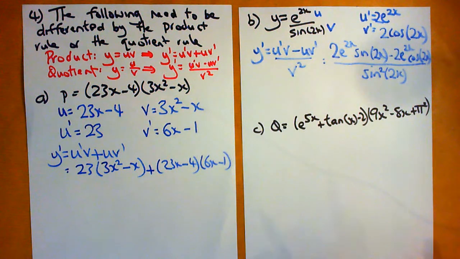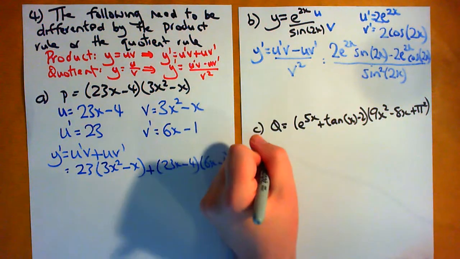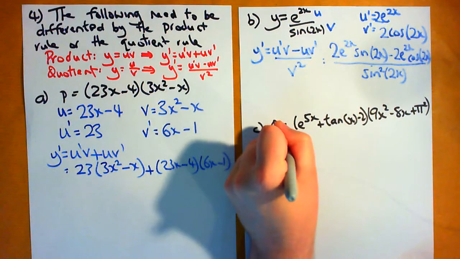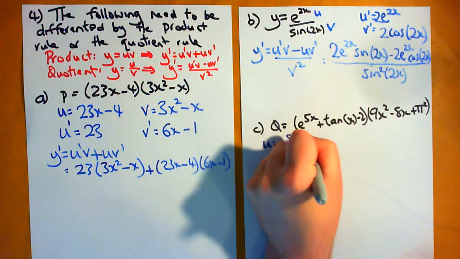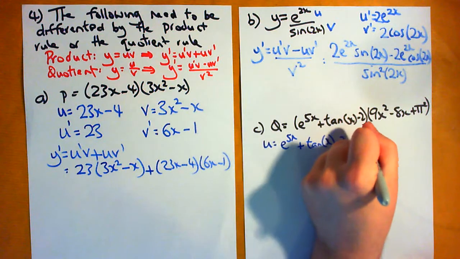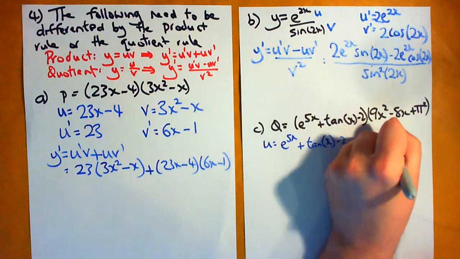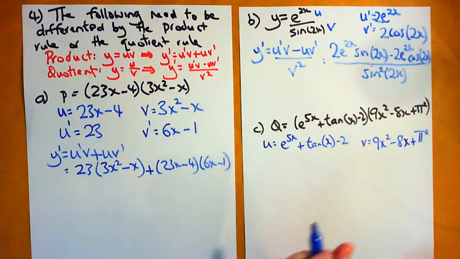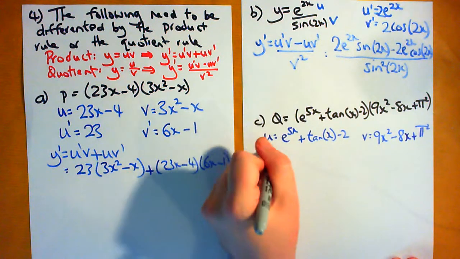all over sine squared of 2x. Okay, and then we need to differentiate another function, and now we need to use the product rule because we have two functions multiplying each other. So u is going to be the first bracket, which is e to the 5x plus tan x minus 2, and v is going to be the second bracket, 9x squared minus 8x plus pi squared. Okay, so we need to differentiate both of those.